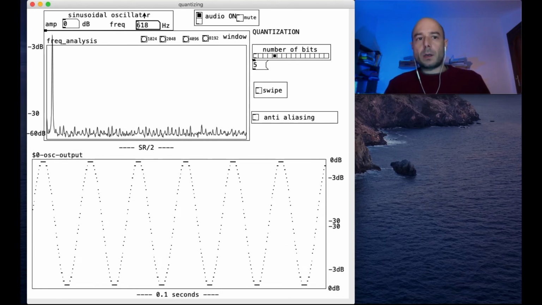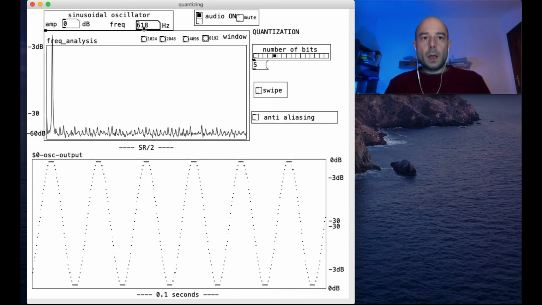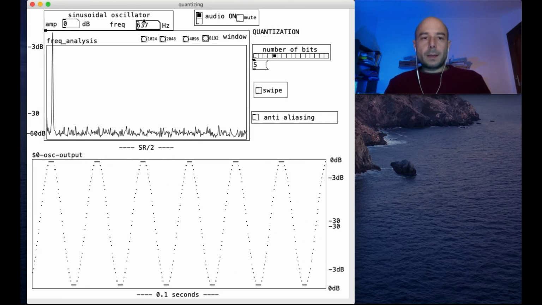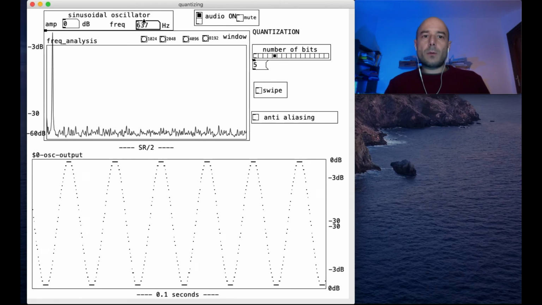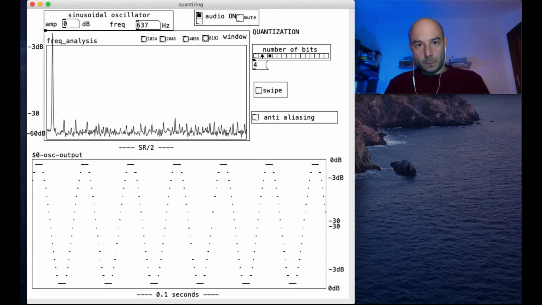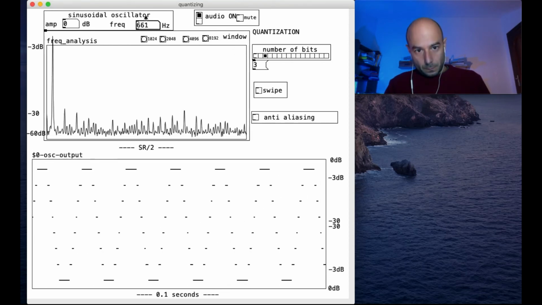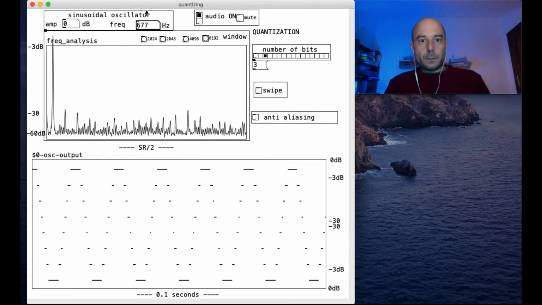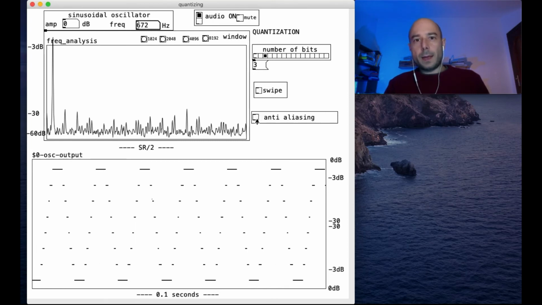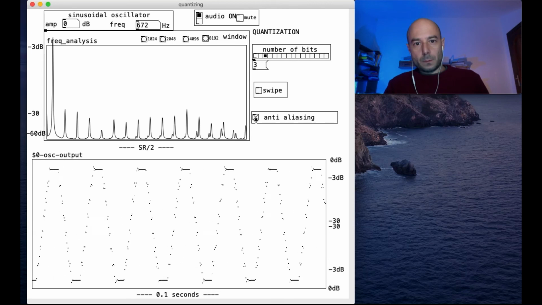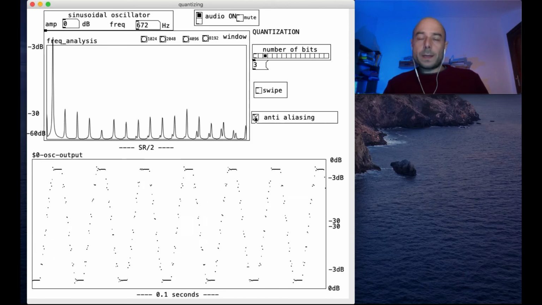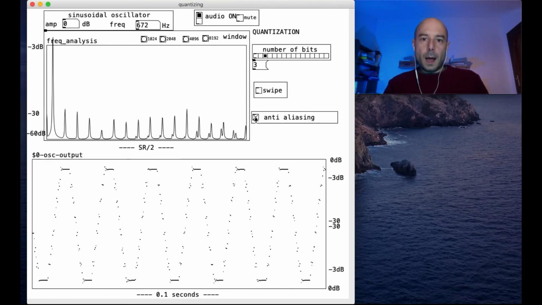If I change the frequency of the signal, we can see the resulting spectrum and the timbre that is changing as well, because there are some conflicting harmonics that add up or cancel each other out. This effect can be reduced if I turn on the anti-aliasing filter. We can see the noise is reduced with the anti-aliasing filter.